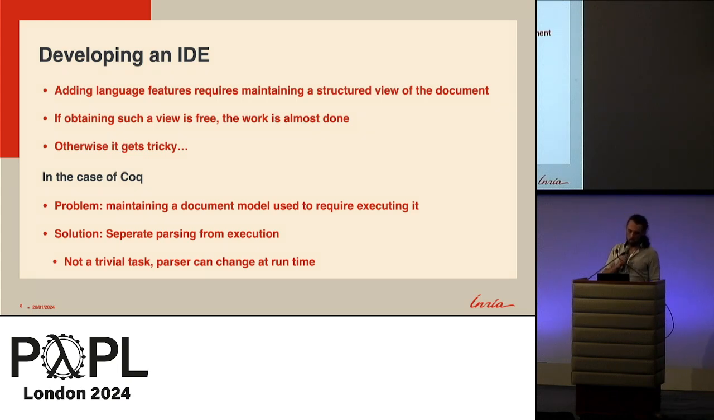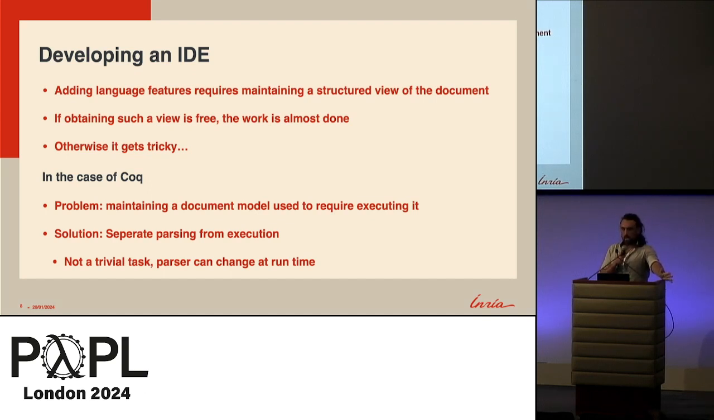Now, if you're following, you'll see that developing an IDE requires maintaining a structured view of a document model, at least. And in most instances, this is quite trivial, and then this is fine. The work is almost done. It's just a matter of plugging in. It's just piping work, and that's great. But in the case of Coq, of course, maintaining such a model usually requires to execute it, in which there's quite a big problem because execution tends to be quite costly.